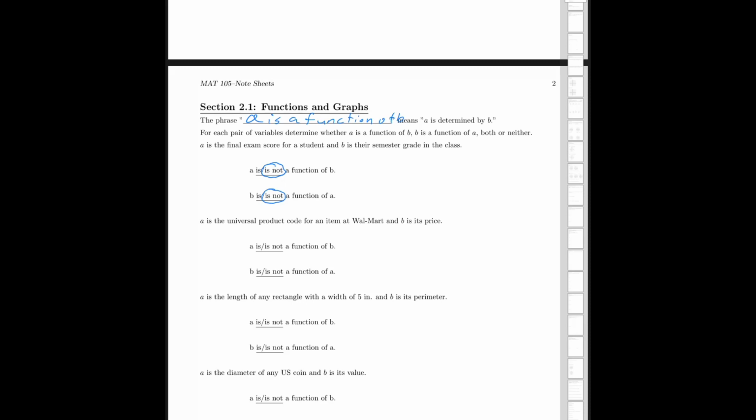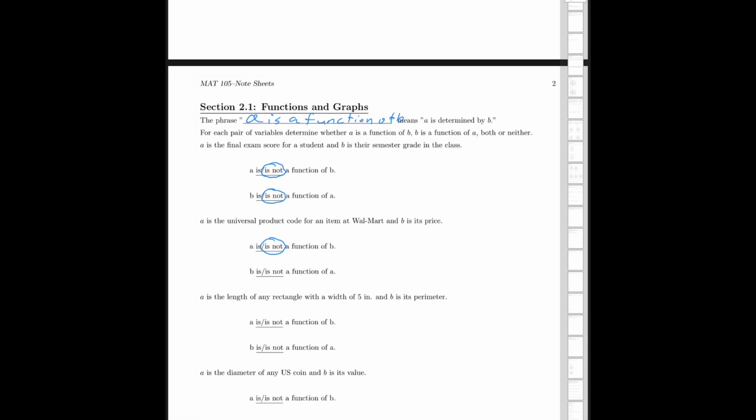The next example here is A is the universal product code for an item at Walmart, and B is its price. If you don't remember, universal product code is the UPC code or barcode. So the universal product code for an item at Walmart is not a function of its price, because if you know the price of a certain item, it does not necessarily tell you which item that is. I believe if you walked into Walmart today, although don't go do this because you're supposed to be staying at home, you would find that there are many products that all share the same price.